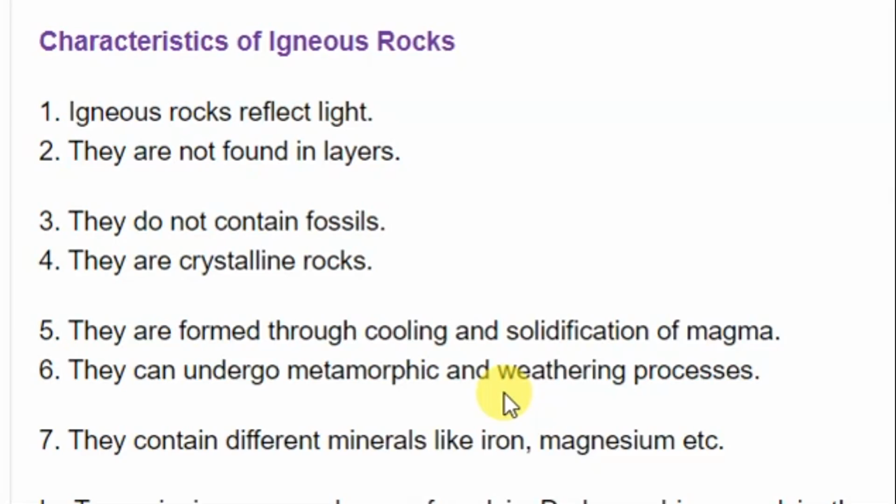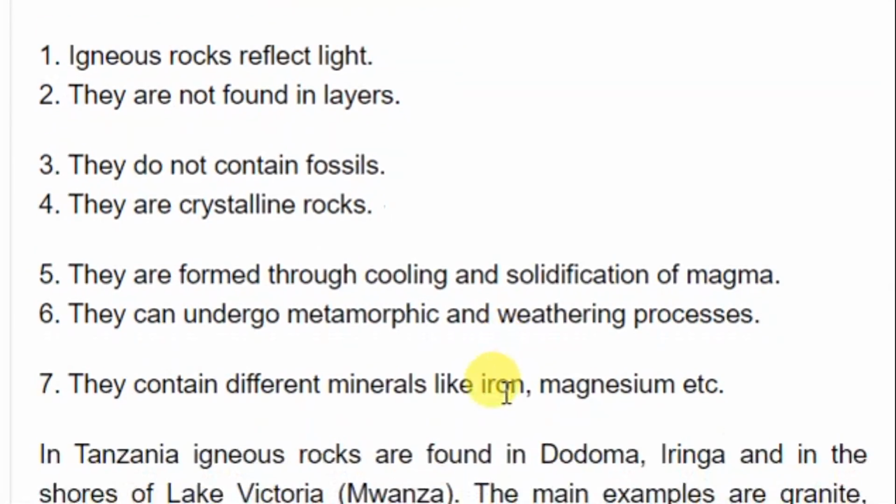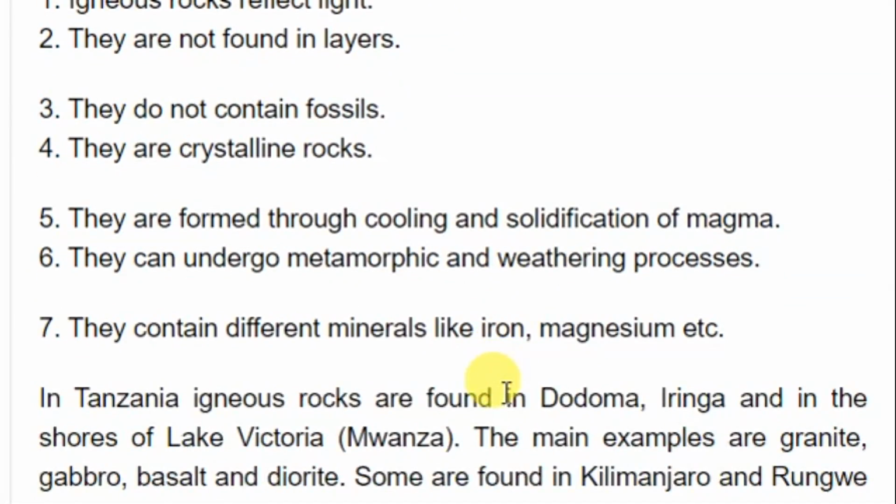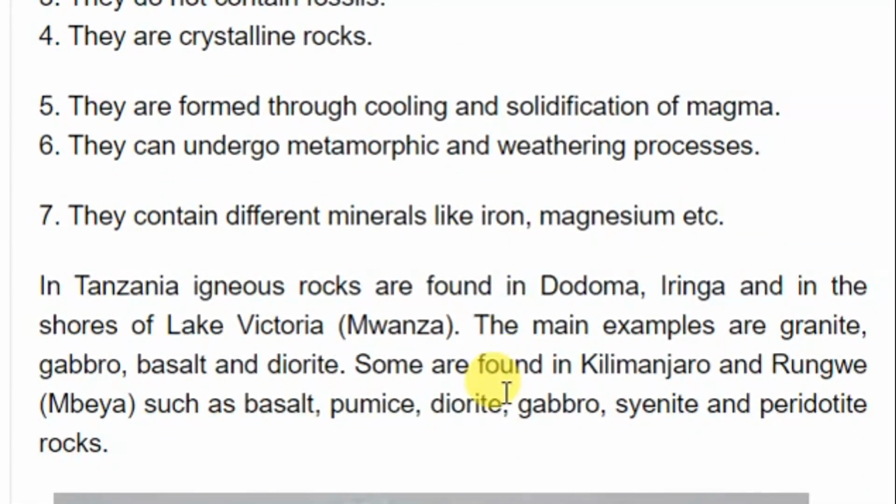Then number 4, they are crystalline rocks. Crystalline means that in nature they are crystalline, they can be crystals. Number 5, they are formed through cooling and solidification of magma. Number 6, they can undergo metamorphic and weathering processes.